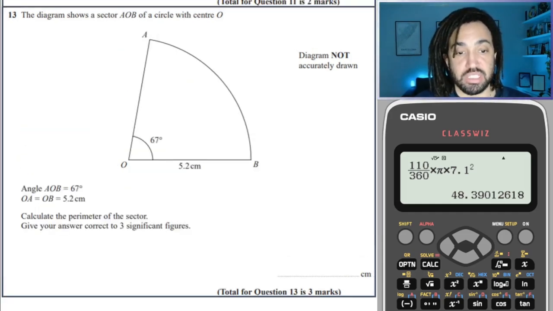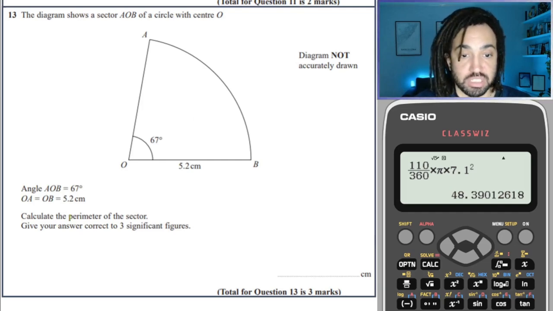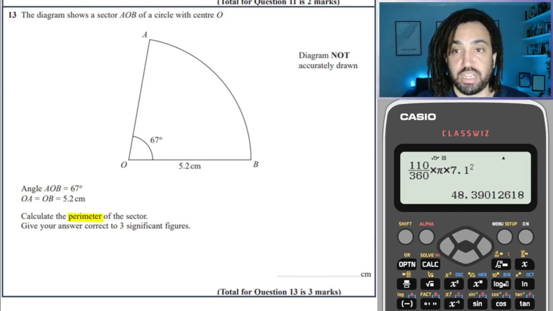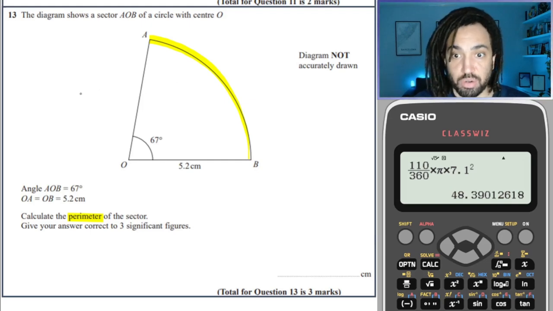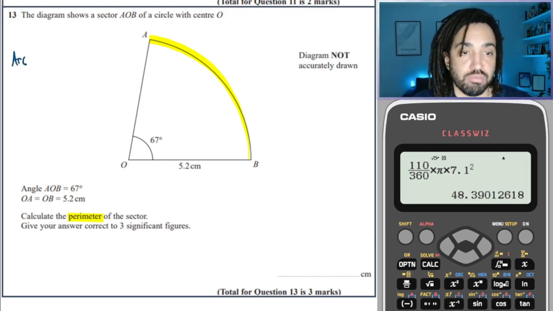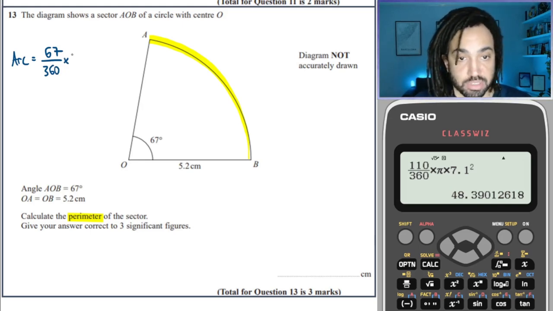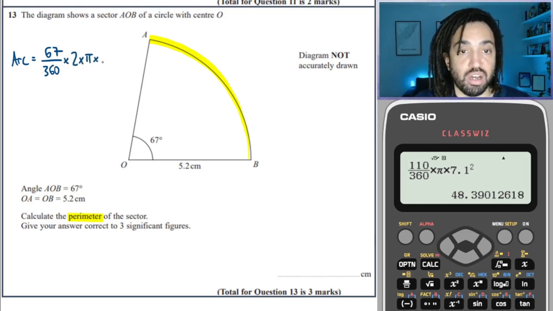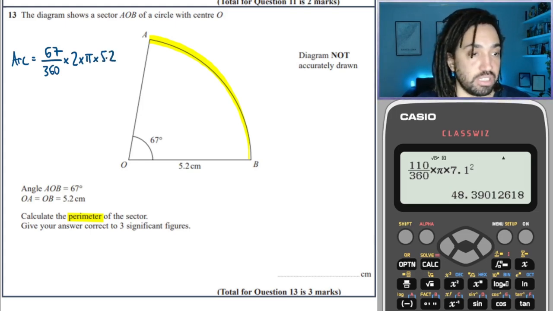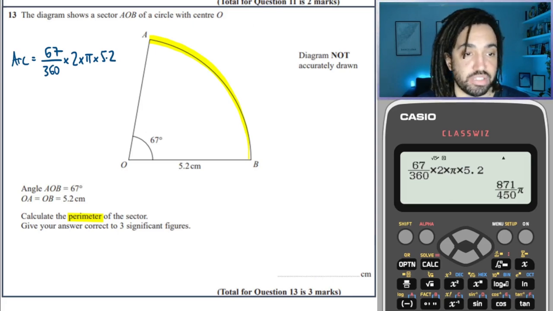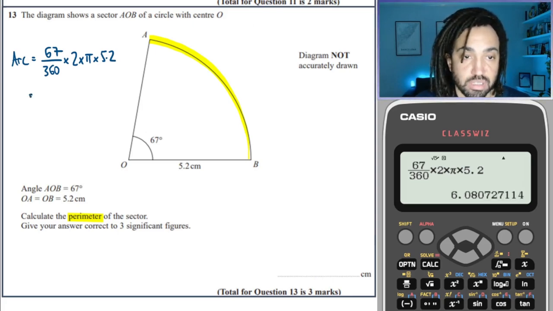Okay, next question, and it's asking us a slightly different question. It says the perimeter of the sector, so we've got to be a bit careful. But the first thing we're going to find is the arc length using our formula, because that is a fraction of the circumference. In fact, it is 67 out of 360 of the overall circumference, which is 2 pi r, and r is 5.2. So I'll put that in my calculator, and I get this. I'll then convert that to a decimal.